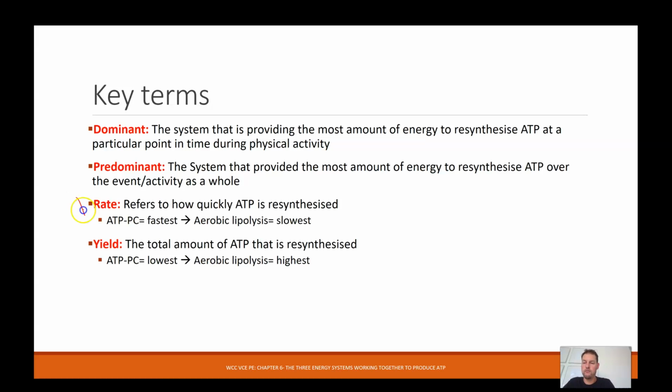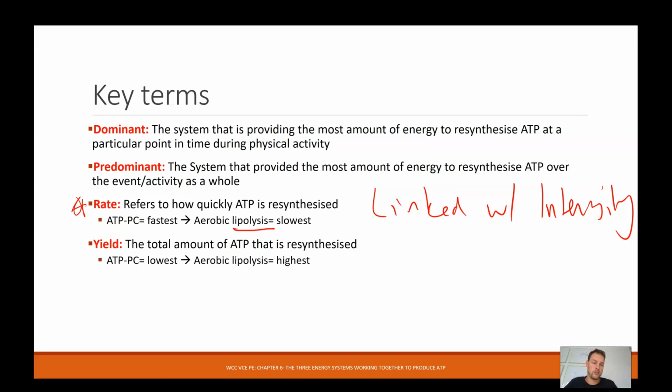The last two, rate. These are really good words to use when we're discussing and doing our responses in our questions. Rate talks about how fast we can supply energy, and it's linked with intensity. The ATP-PC system, for example, can produce energy at the fastest rate, which means we can work at the highest intensity. Whereas the aerobic energy system, especially when we're breaking down fats, which is what lipolysis means, has the slowest rate, which means we have to work at the lowest intensity. As we discussed earlier, it needs lots of oxygen, so it's really slow.